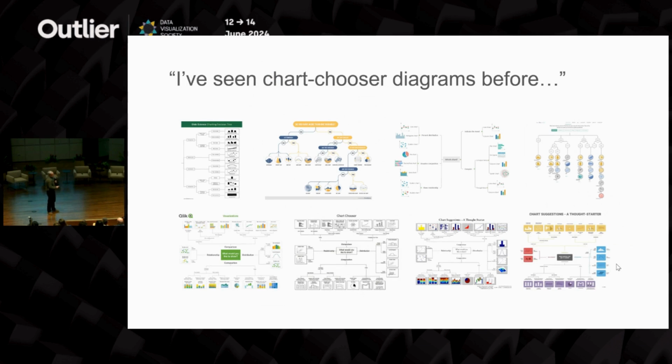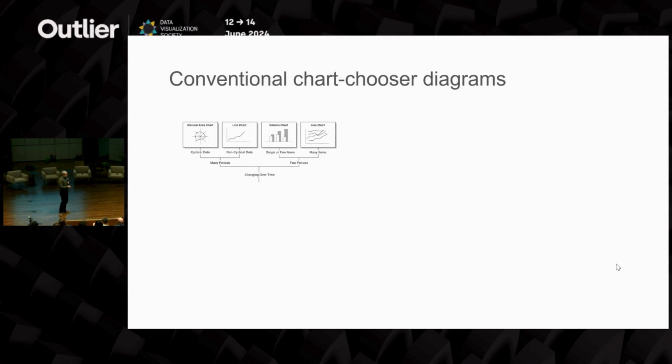Some of you might be thinking, I've seen these before. I've seen chart chooser diagrams. They've been floating around for a long time online. Every couple of days, I see one pop up on LinkedIn or Twitter. If we have a close look at one of the popular ones, this is the part of one of those diagrams that deals with choosing a chart type to show data over time.